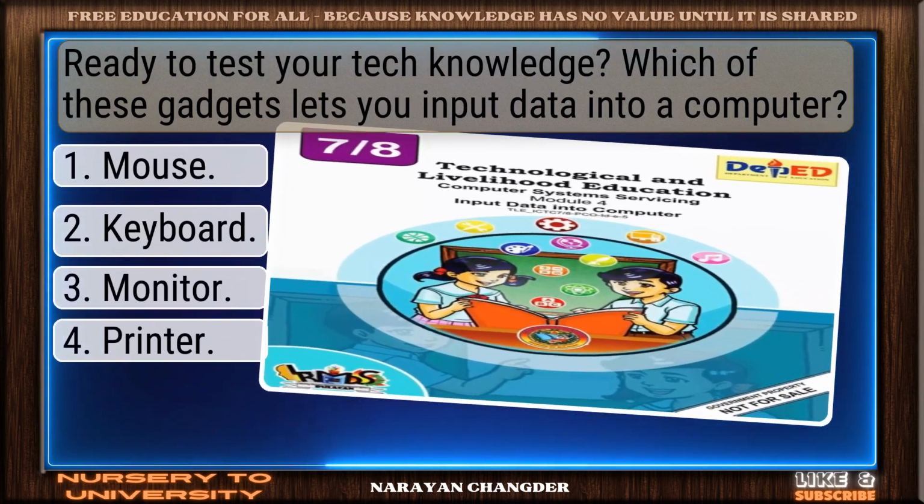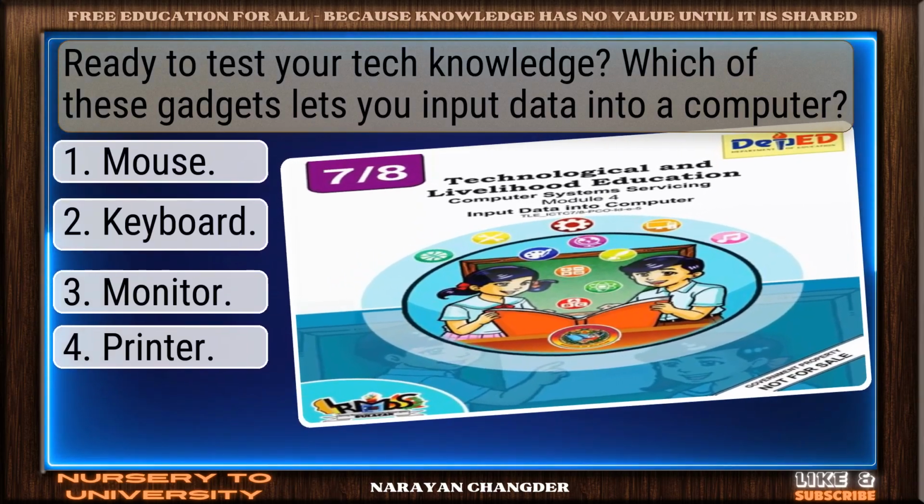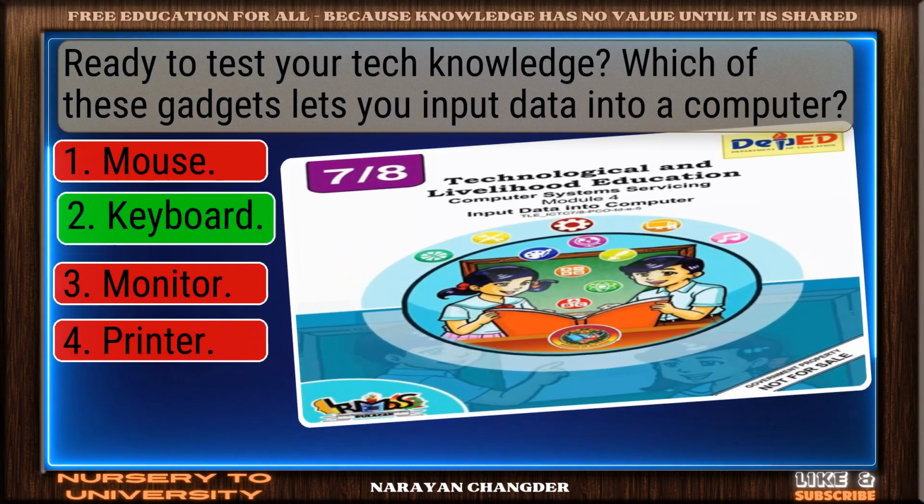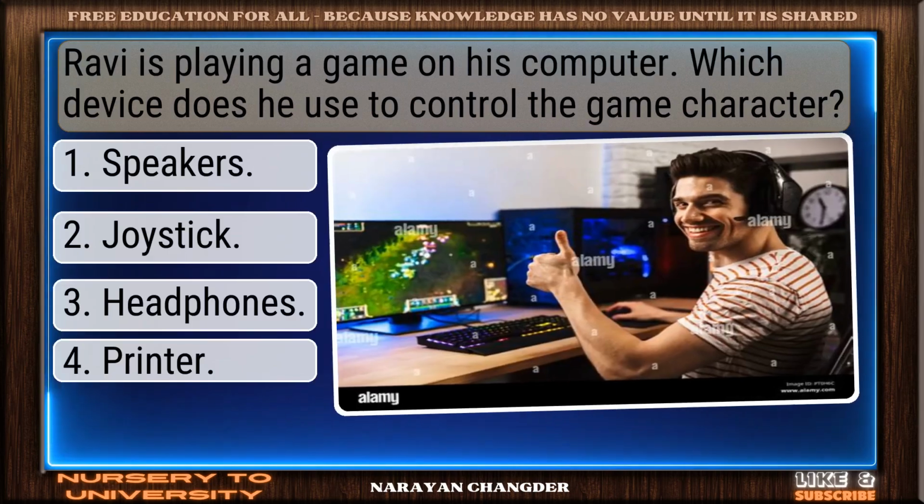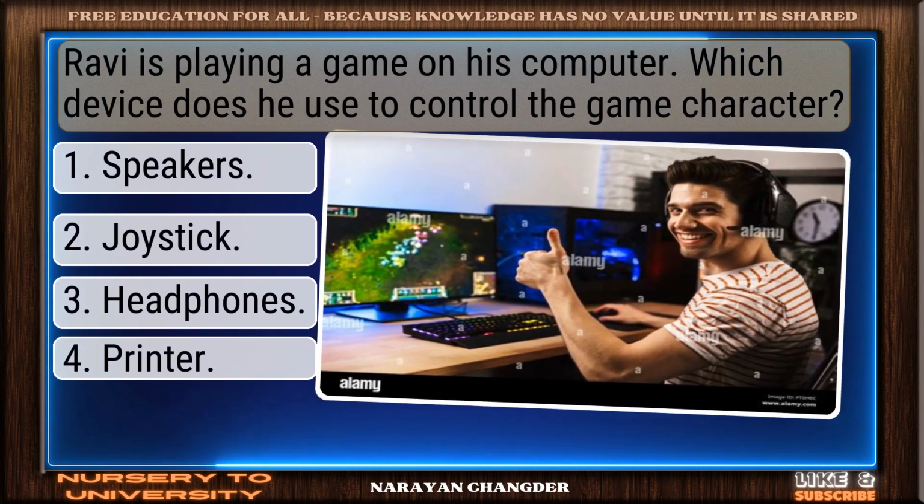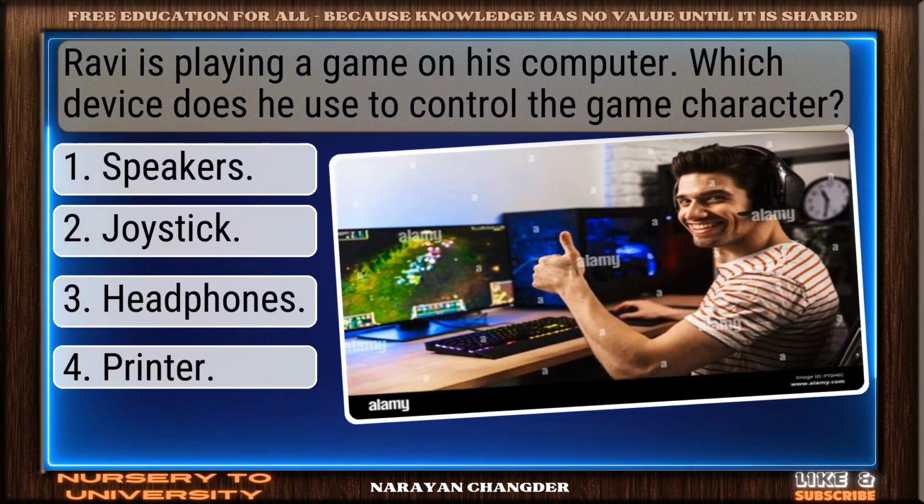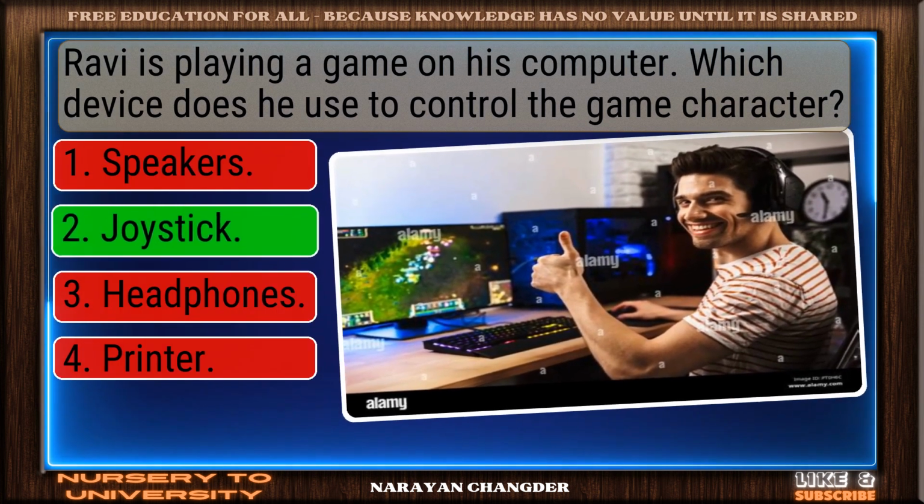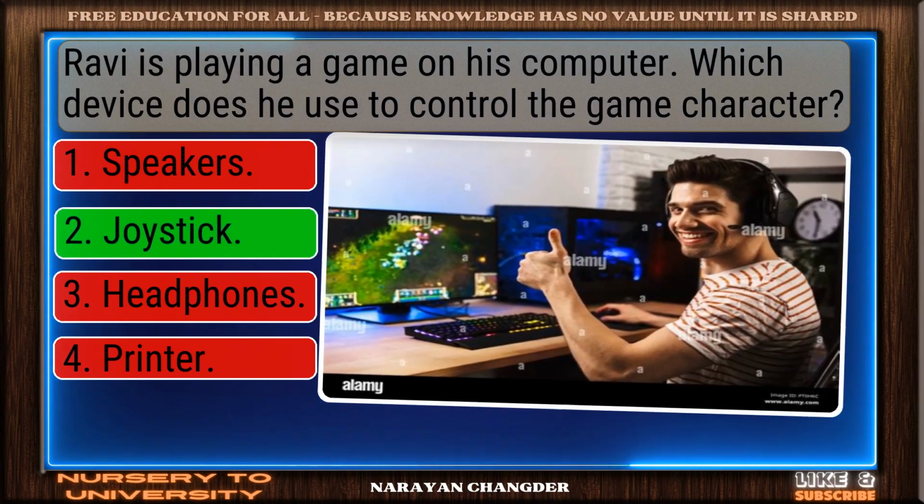Which of these gadgets lets you input data into a computer? Well reasoned. Keyboard is correct. Ravi is playing a game on his computer. Which device does he use to control the game character? You got it. Joystick fits.